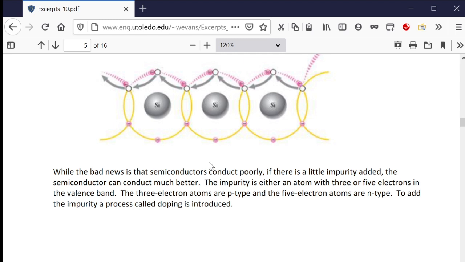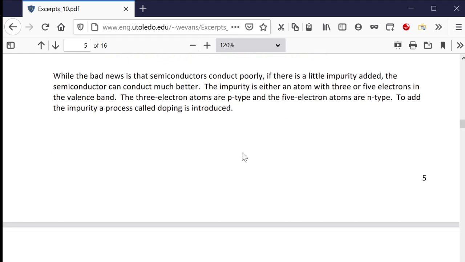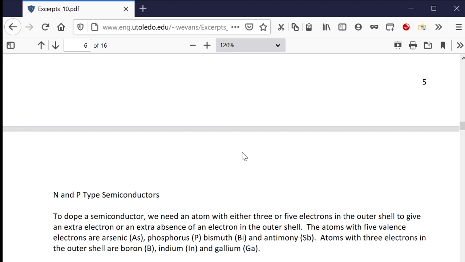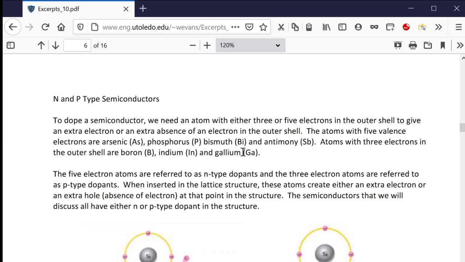So if you add a little impurity, the semiconductor can conduct much better. The impurity is either an atom with 3 or 5 outer electrons. When you add a 3, that's a p-type or positive type. When you add a 5, those are n-type. So you add either a 3 or a 5 to make an impurity in the silicon. The n and p-type semiconductors.